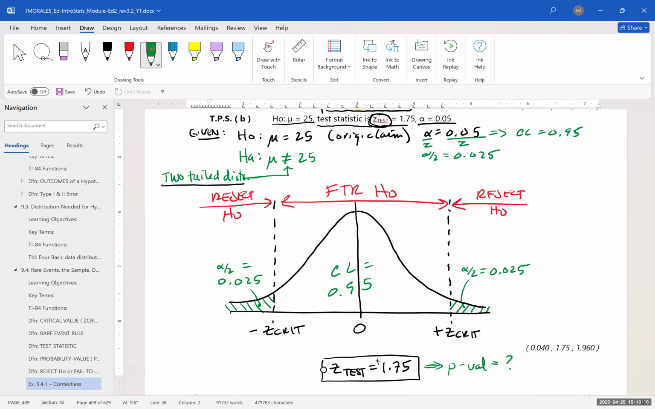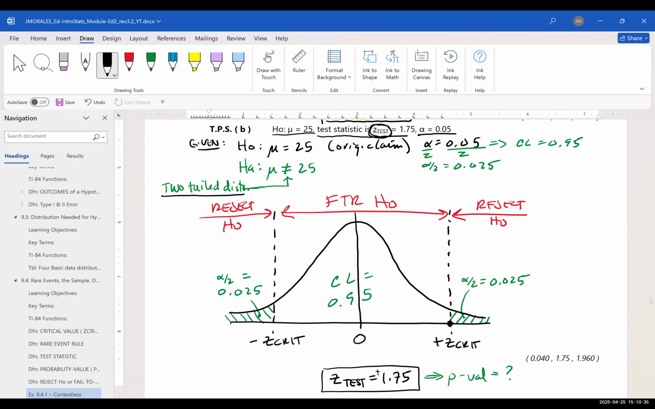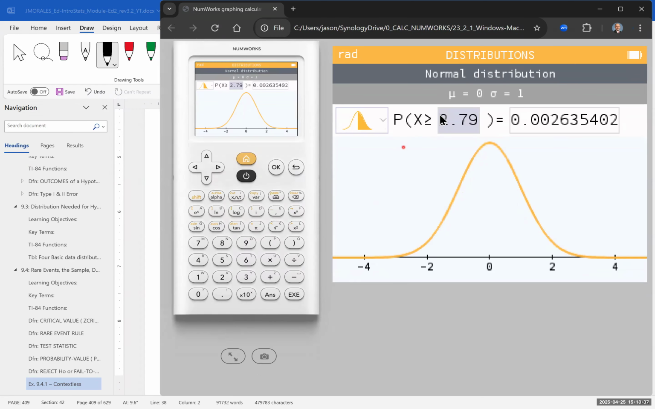All right. So first, let's get our critical value. The critical value is the boundary to the significance level divided by 2. So let's use inverse norm for that. Or let's see here, we'll do the NumWorks calculator first just to change things up. I'm already looking at the normal distribution. All I need to do is change the area here.